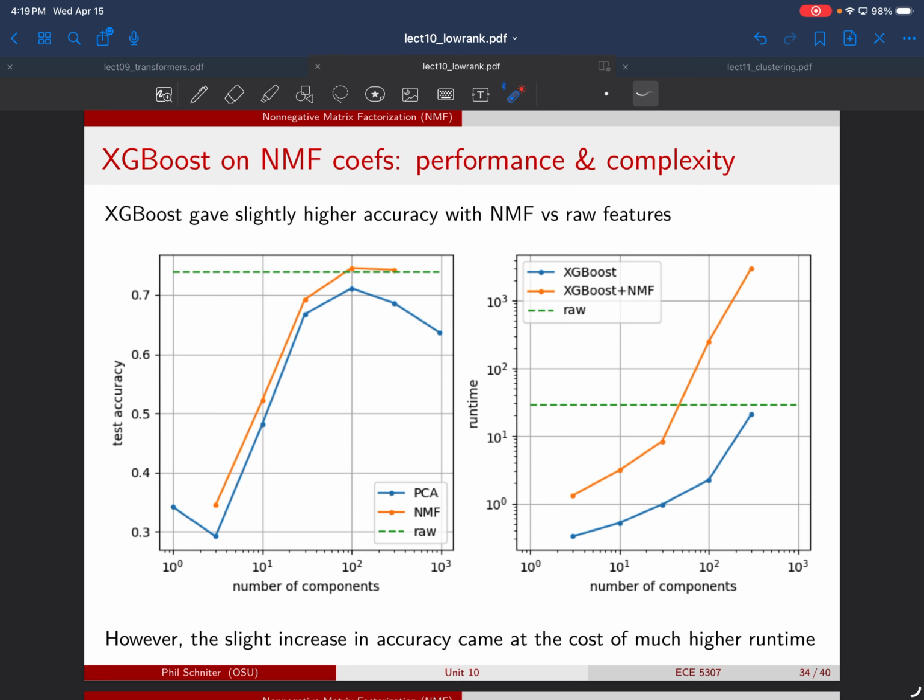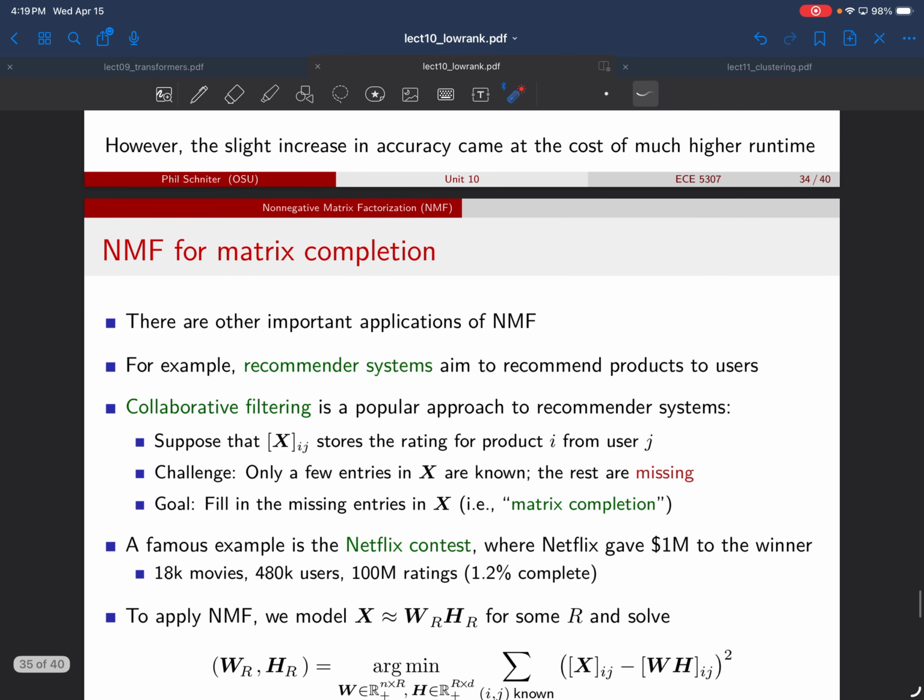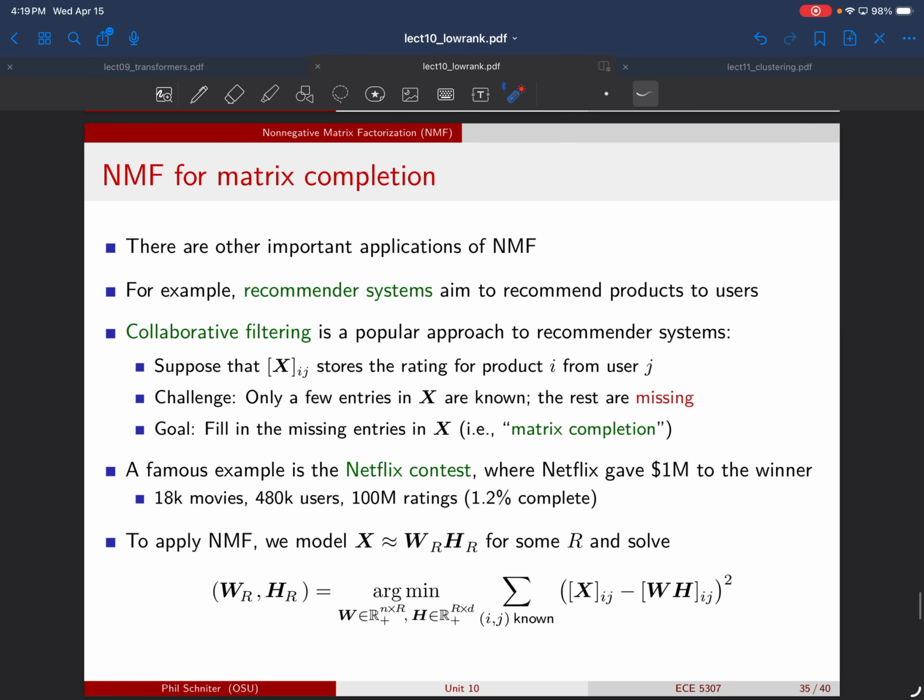This is just an example. This doesn't always happen this way, but I just wanted to point out that NMF is a lot more expensive to compute than PCA, at least for these dimensions. All right, any questions? Okay, so there's other things people use NMF for.